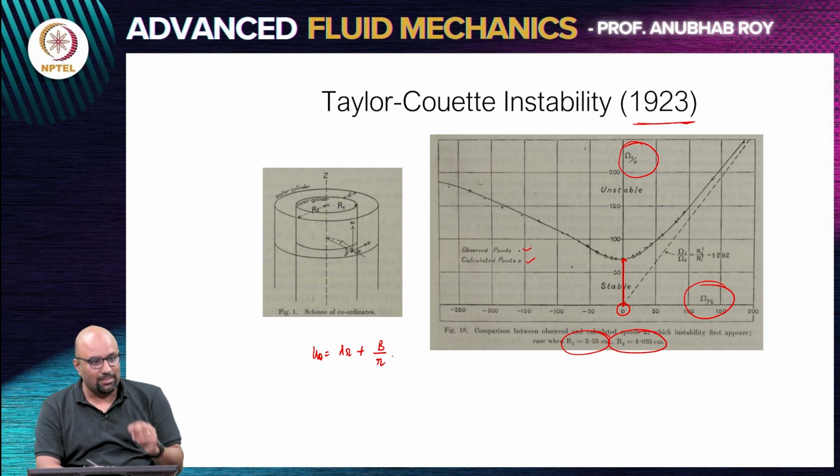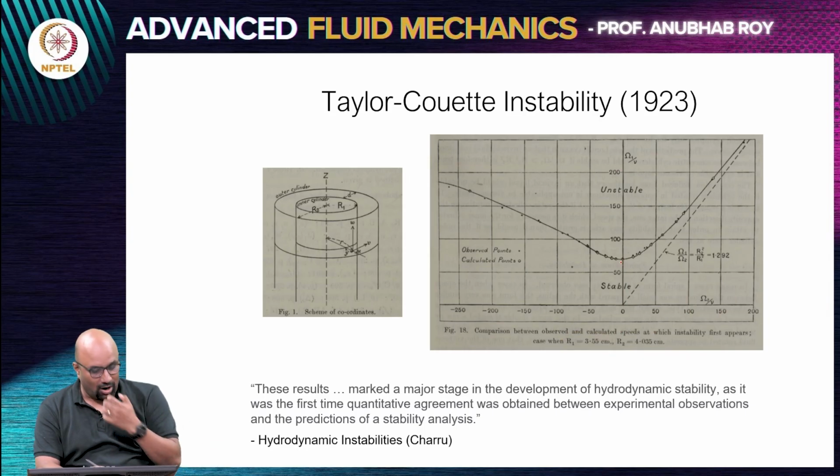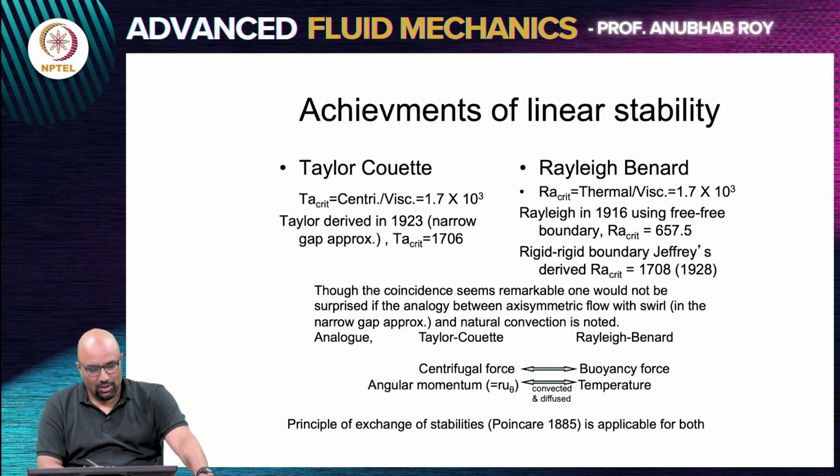So, linear stability theory got its main push with this quantitative agreement. You got a very precise quantitative agreement between your experiments and your theory, which made linear stability theory as powerful as it was before. So, there are several achievements. There is Taylor-Couette, which we spoke about, and then there is Rayleigh-Bénard, which is where you have the hot plate at the bottom and cold plate on top.